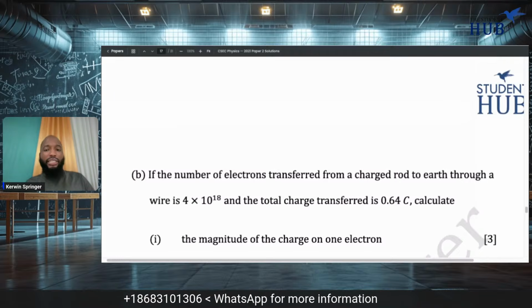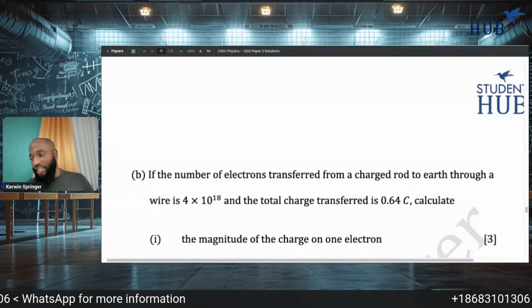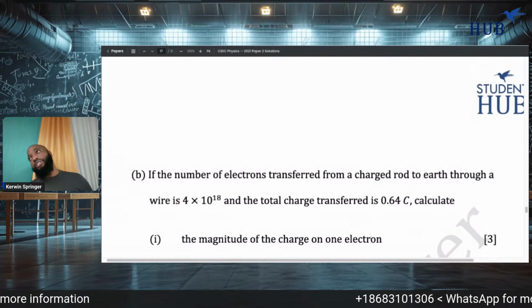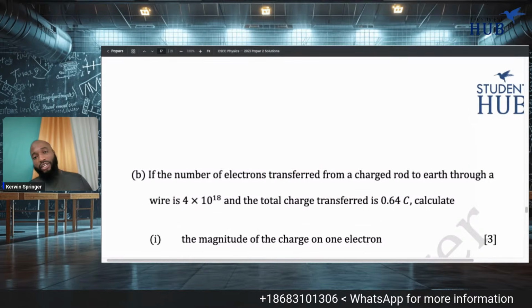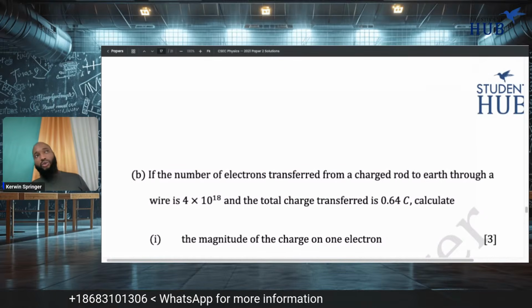So this is a common sense question, people. If you have 4 times 10 to the power of 18 electrons here, and the total charge is 0.64 coulombs, what is the charge of one electron? You just divide. That's like if you say 4 mangoes cost $20.